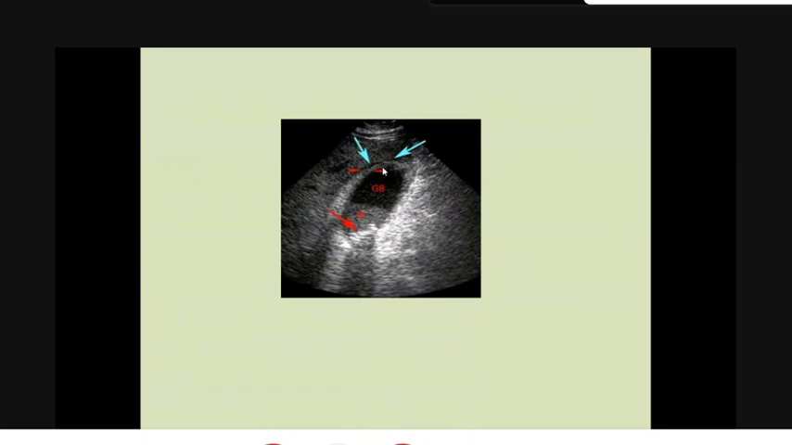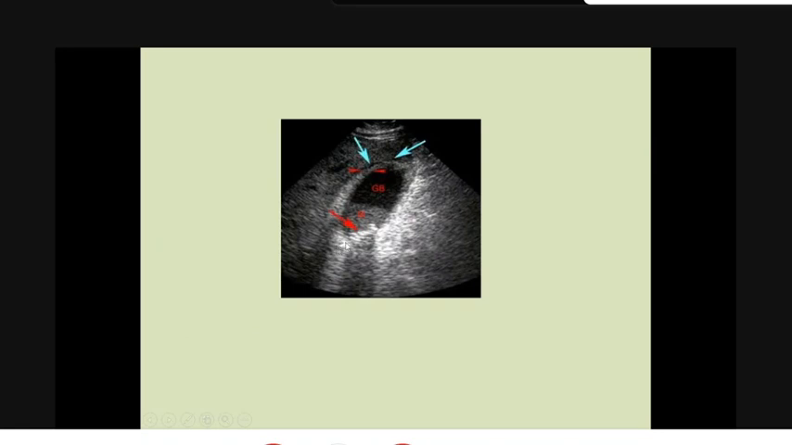Do we need all of these things to diagnose acute cholecystitis? Of course not. The most important thing in the diagnosis of acute cholecystitis is the thickening of the wall greater than 3 millimeter in diameter with edema of the wall of the gallbladder. And you know that in 95% of cases, cholecystitis is calculous.